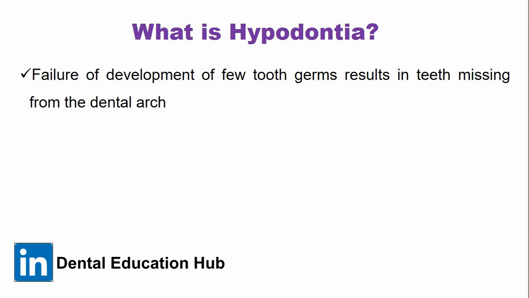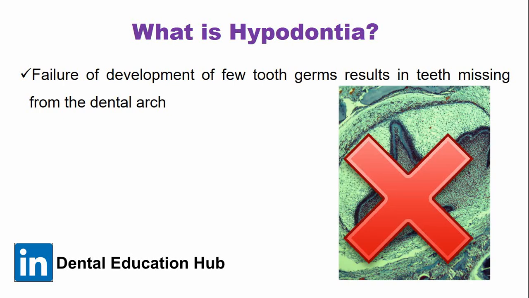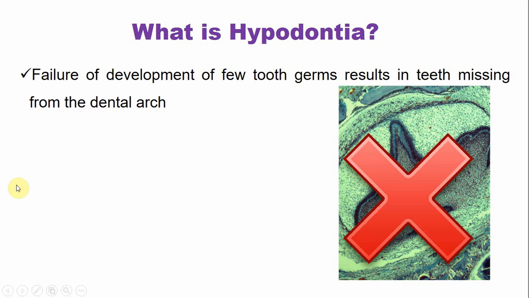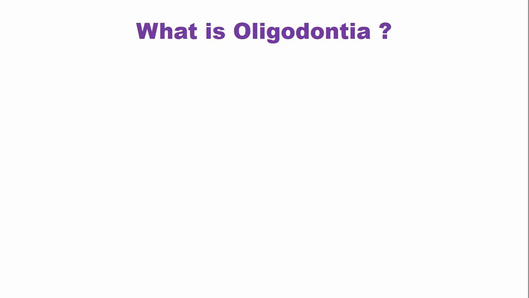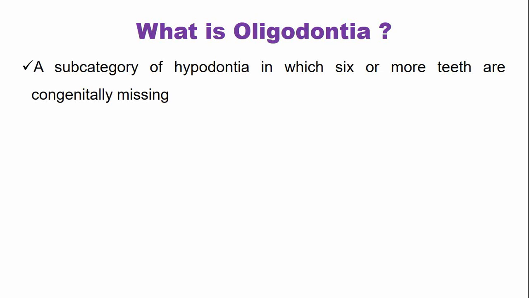Hypodontia is defined as the failure of development of a few tooth germs that results in missing teeth from the dental arches. So the tooth germ fails to develop, and as a result of that failure, there will be missing teeth in the dental arches. Another term that is used frequently when we discuss hypodontia is oligodontia. Oligodontia is a subcategory of hypodontia in which 6 or more teeth are congenitally missing.